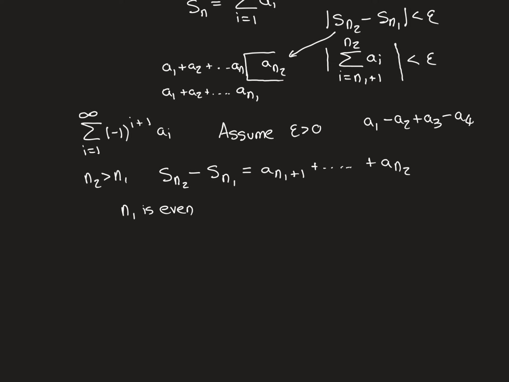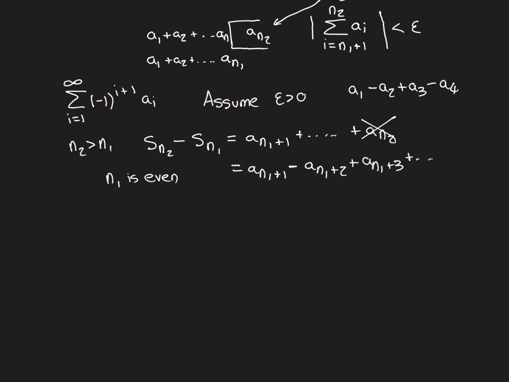It's going to be a positive term. So this is going to be a_(n1+1), and then you're going to have minus a_(n1+2), and then plus a_(n1+3), and then it will go on. And actually, this was slightly incorrect because I didn't make any assumptions about whether n2 was odd or even, so I don't know whether that's a positive term or a negative term, but it doesn't matter. It can be either.